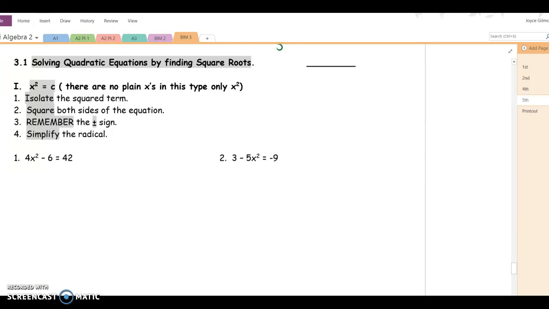So we learned how to factor, then we learned how to solve using factoring, then we learned how to simplify square roots, and now we're going to solve equations using square roots, and it will involve simplifying radicals.